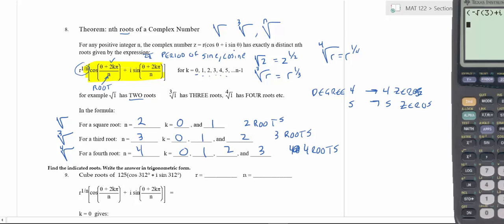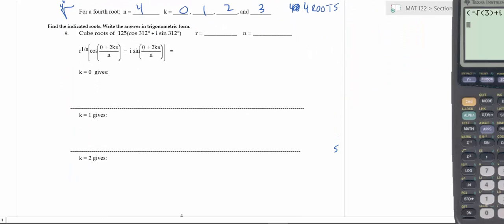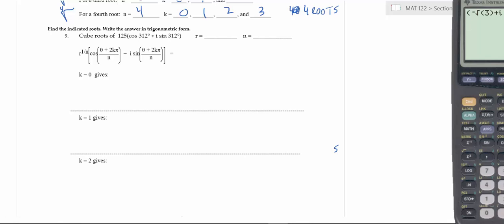Okay, so let's see what we got on this now. We're going to look at the cube root of this complex number. And we're not going to say the cube root, we're going to say the cube roots. There's going to be 3 of them. Okay, so in this particular problem, first of all, here's r. So r is 125. n is going to be 3, since we have 3 cube roots.